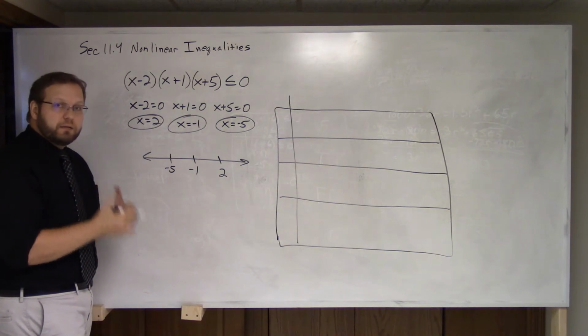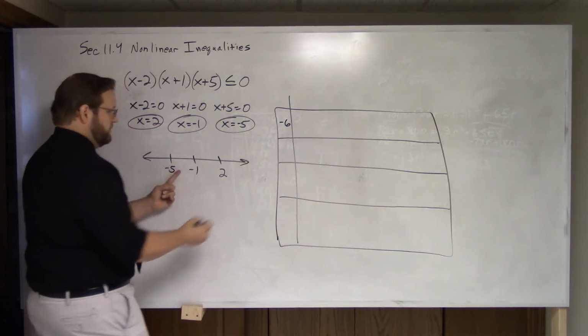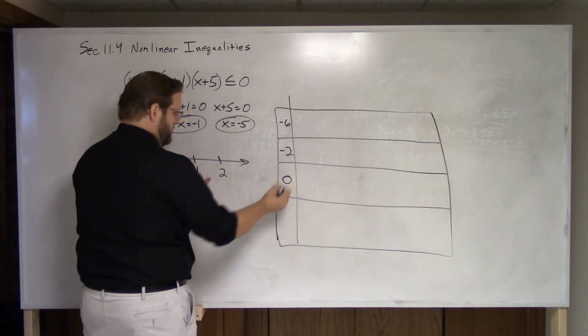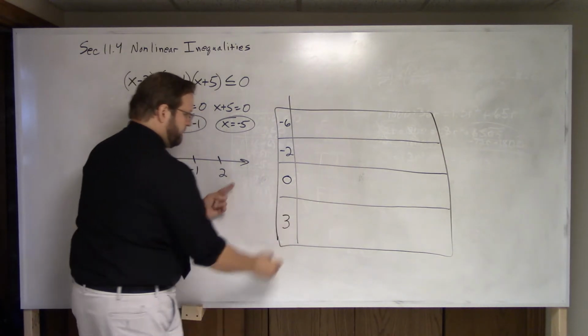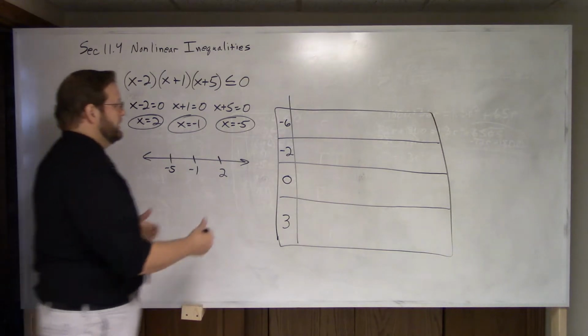Pick nice numbers. I'm going to go with -6. I'm going to go with -2. Always use 0 if it's possible. And I'm going to go with 3. And then I just plug them in. I'm going to plug them into this original and see how that works out.